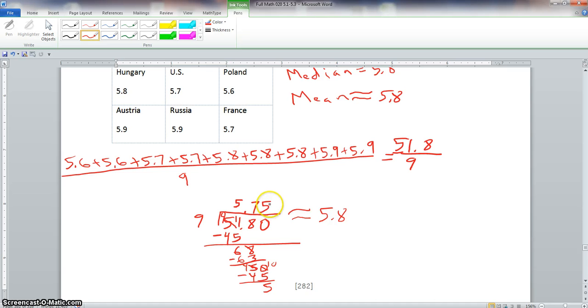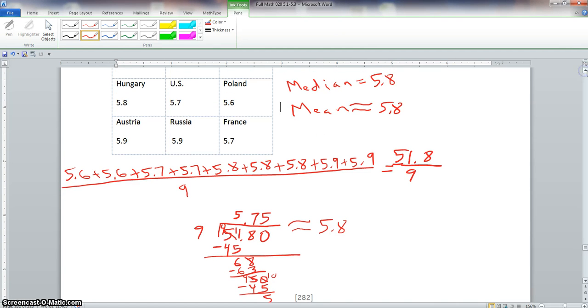Now since this digit here in the hundredths place falls in that 5 to 9 category, we will round this to an 8, and we will use the approximation symbol here, and that would be approximately 5.8. So our mean here is approximately 5.8.